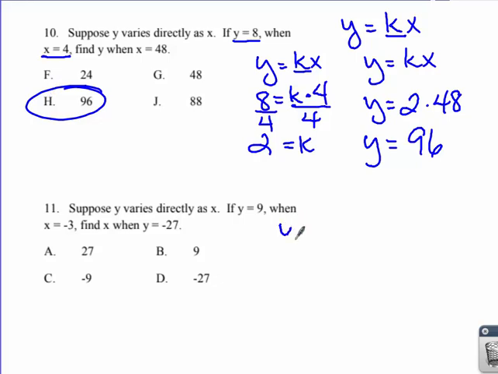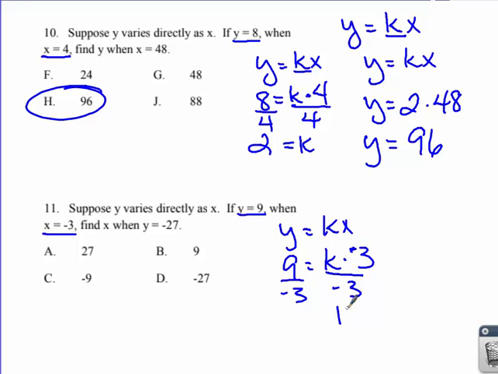Okay, so we do our y is equal to kx. And this one right here, I know a y value, I know an x value. So I use those to find k. So y is 9 equals k times x is -3. So I divide both sides by -3, and I end up with k equaling -3.